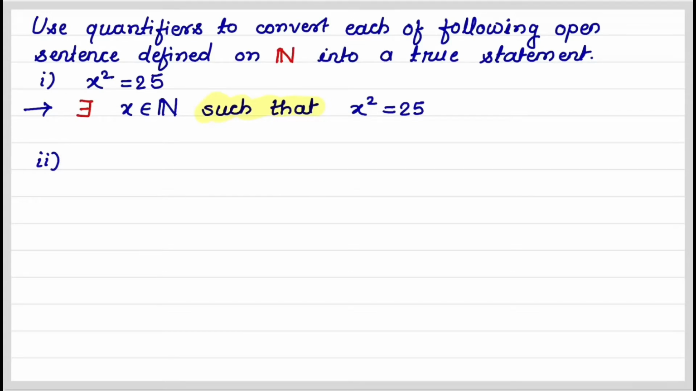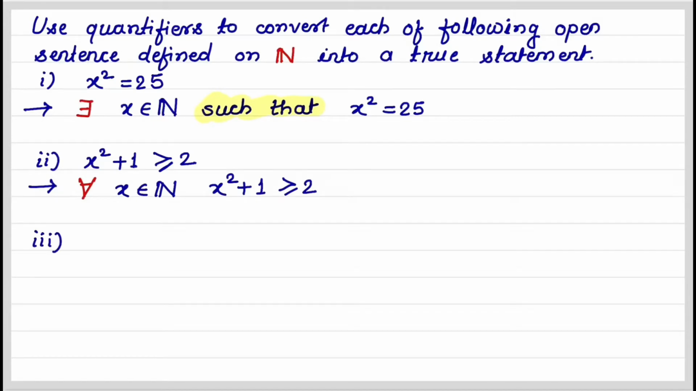Second example: x square plus 1 is greater than or equal to 2. The least natural number is 1 and this inequality is satisfied by 1. We know when x is equal to 1, x square is equal to 1. That means 1 plus 1 is greater than or equal to 2. As this inequality is satisfied by 1, it is satisfied by every natural number. So we have to use the universal quantifier: for every x belonging to N, x square plus 1 is greater than or equal to 2.